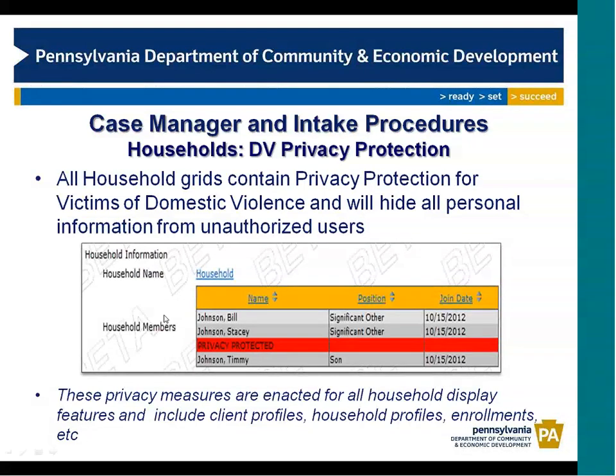Anytime you come into any household grid, and there are a bunch of household grids throughout the system, whether on the client profile or when doing a household lookup, since a lot of household processes throughout the system now prompt for household selections, and a user is looking at a household grid and doesn't have access to a specific client that is a domestic violence victim, you'll see a privacy protected line here. That means there's a client attached to that household, but that user does not have access to them. So be aware of that.